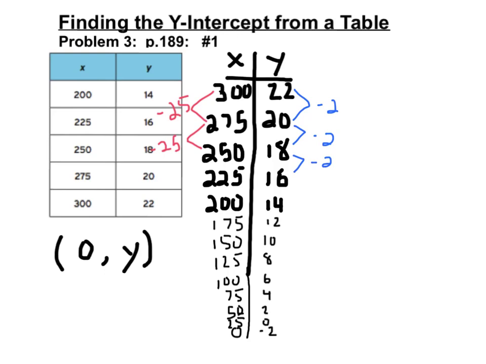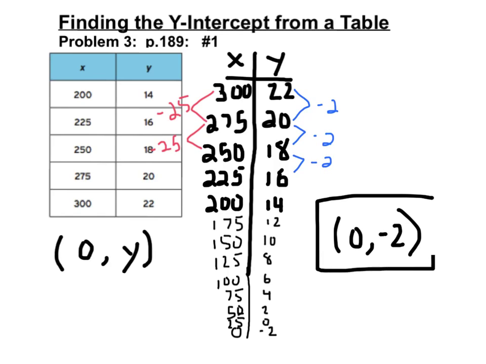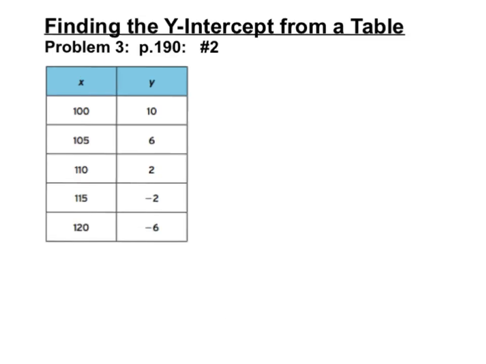So when all is said and done, it looks like our y-intercept is going to be the point 0, -2. We're going to make sure that we write that in coordinate form. At this time, please pause your video and go to the top of page 190, where you will complete problem number 2, finding the y-intercept from a table. When you're done with that problem, resume the video.